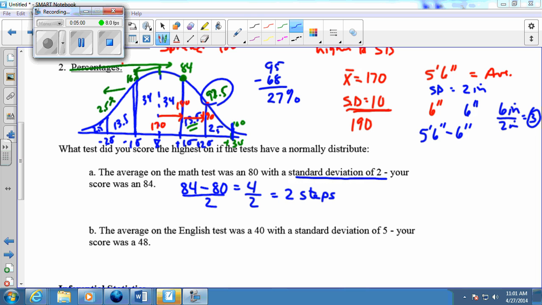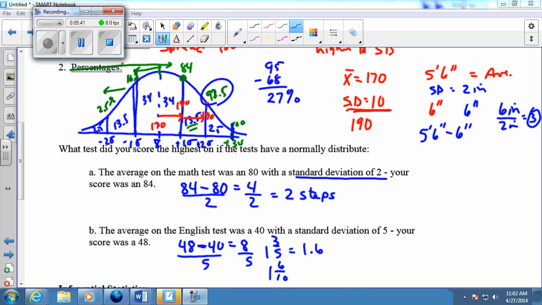Let's try English. The average score was a 40 and the standard deviation was 5. And I scored a 48. So my score was a 48. The average was a 40. So I know I am, as a score, 8 above. What does that 8 mean? Well, I want to generalize it into the relation of everybody else. So if I divide this by 5, 8 divided by 5 is 1 and 3/5, which turns into 1 and 6/10 if I find a common denominator, because I'm trying to get my base 10 so that I can write a decimal. I'm 1.6 standard deviations above.